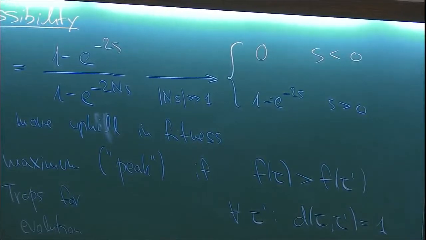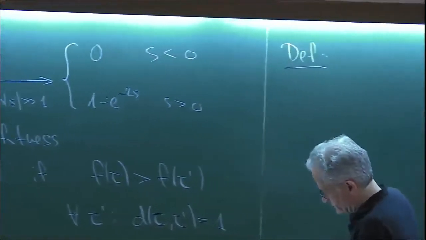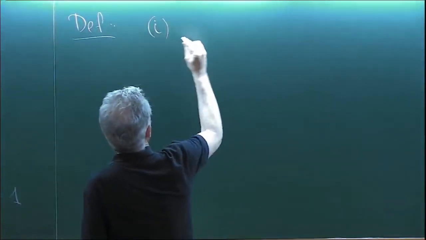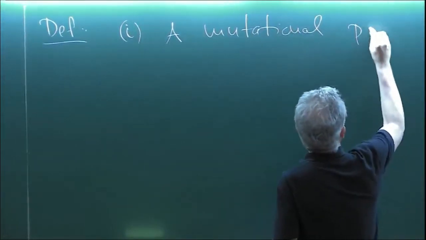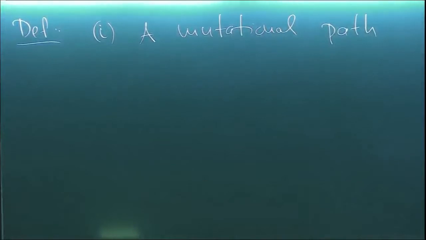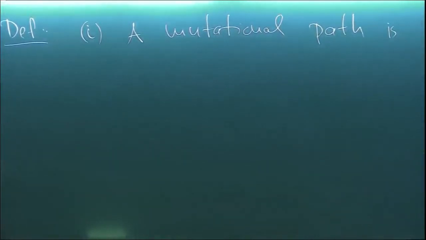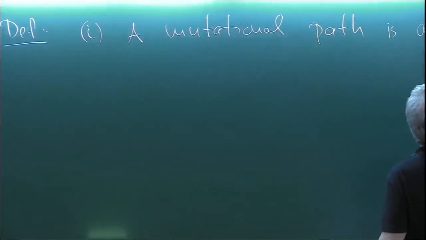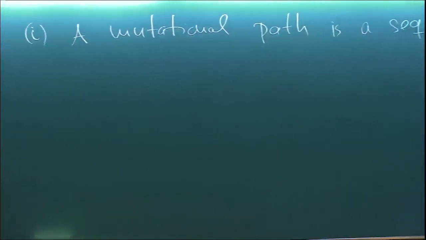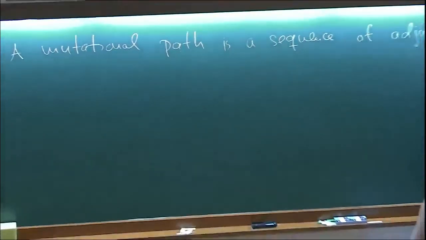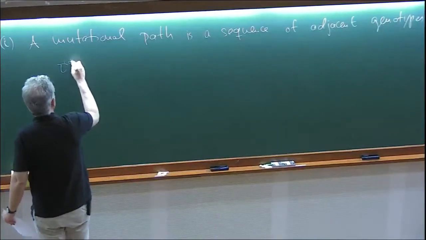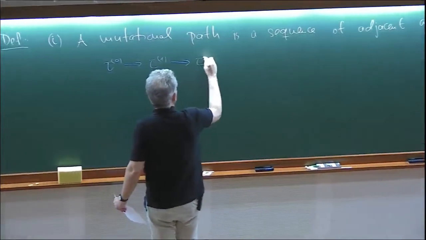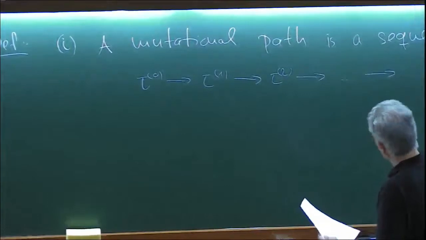The second definition concerns pathways. So first we have to say, what is a pathway? A mutational pathway, or path, I think I can just call it path, that's shorter. Again, it's what you would think. It's a sequence of steps where in each step you move by one mutational distance, a sequence of adjacent genotypes. So we start at some genotype tau zero, and then we go to a genotype tau one, genotype tau two, and so on, and the whole thing has maybe a length n.